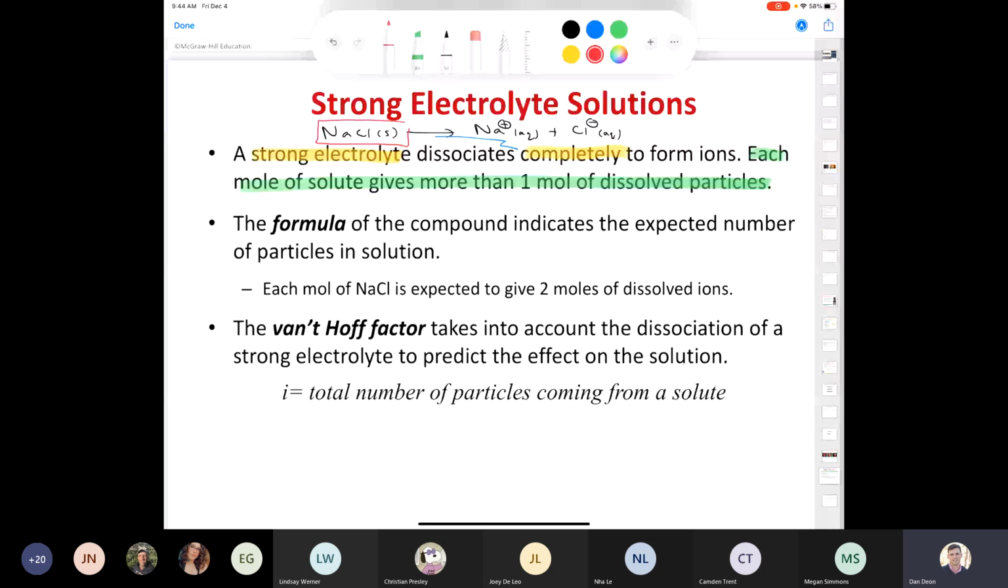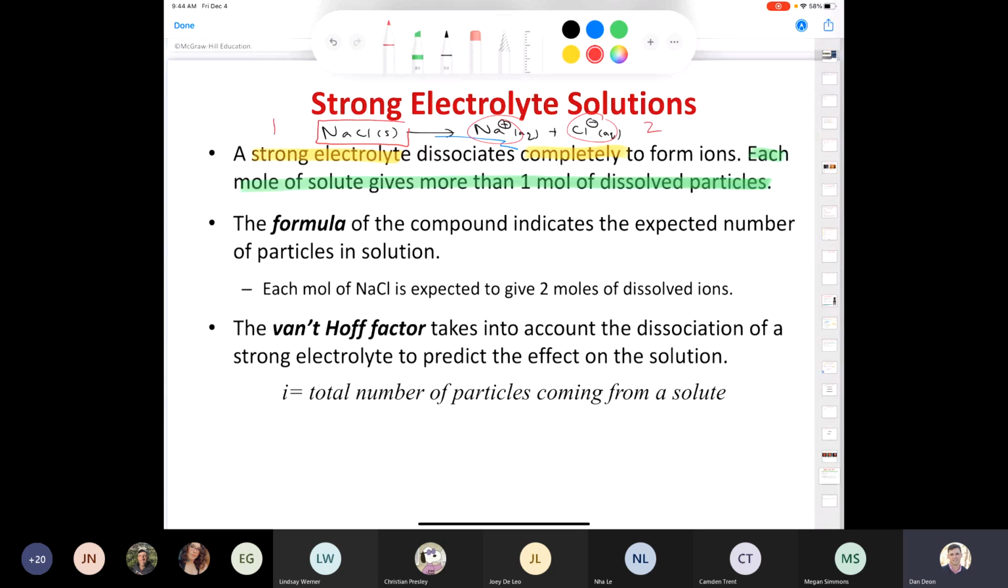Now I don't have one formula unit, I've got 2 ions. So I go from 1 particle, and I know it's not a particle, it's a formula unit, but I go from 1 thing to 2 things, right? So I'm increasing the number of particles. That's the whole point of colligative properties. It's based on the number of particles, not the identity of those particles. Things like freezing point depression, boiling point elevation, and so on and so forth, osmotic pressure as well.